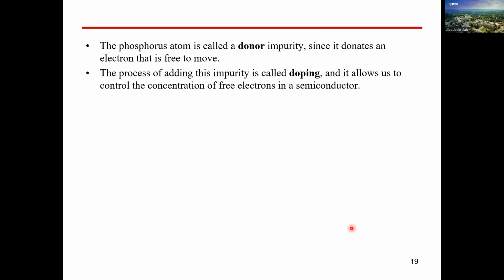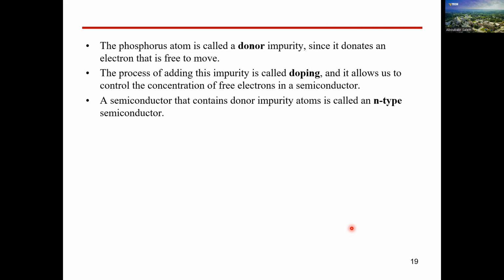Actually, here it's a free electron because it's a donor material. But let's say the operation of adding impurity is called doping. And it allows us to control the concentration of the free electrons in a semiconductor material. A semiconductor that contains donor impurity atoms is called N-type.